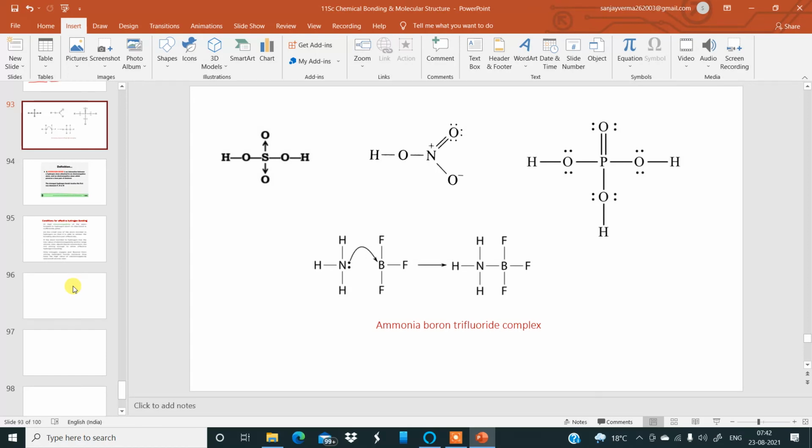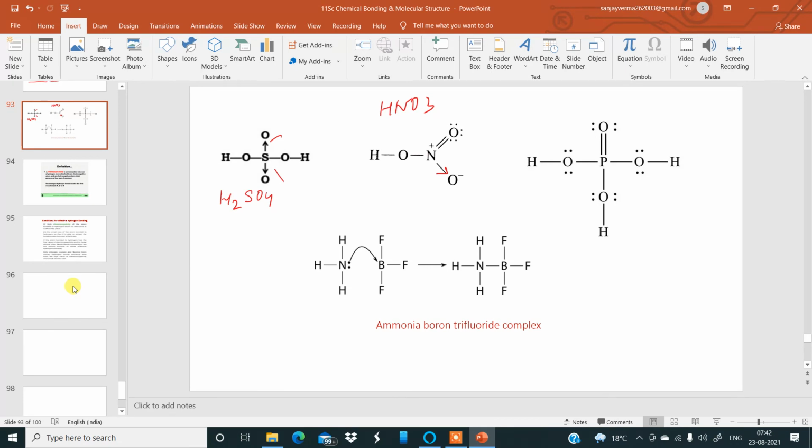For example, this one is sulfuric acid, H2SO4. The coordinate bonds are here and here. The next example is nitric acid, HNO3, and in nitric acid the coordinate bond is this one. Please try to remember that.